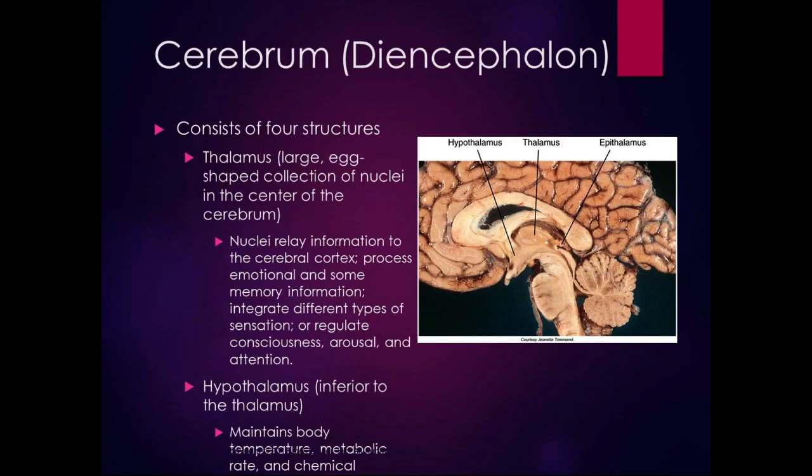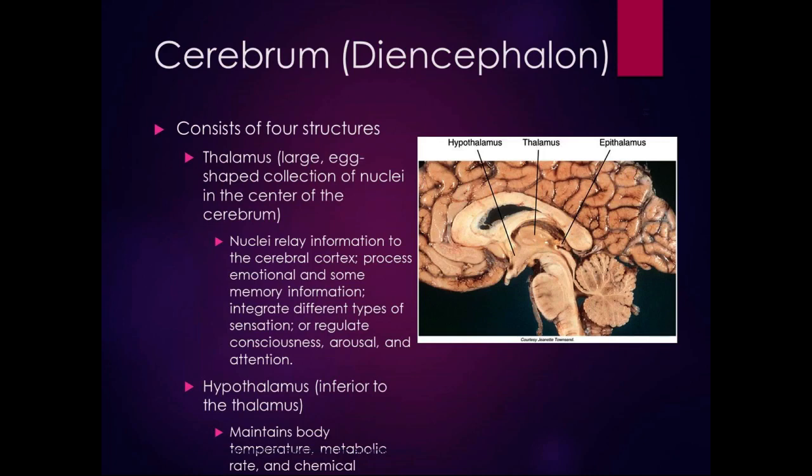So the nuclei in the thalamus relay information to the cerebral cortex. They process emotion and some memory information, and integrate different types of sensation. Also, it plays a big role in regulating consciousness, arousal, and attention. So really important function in the thalamus.